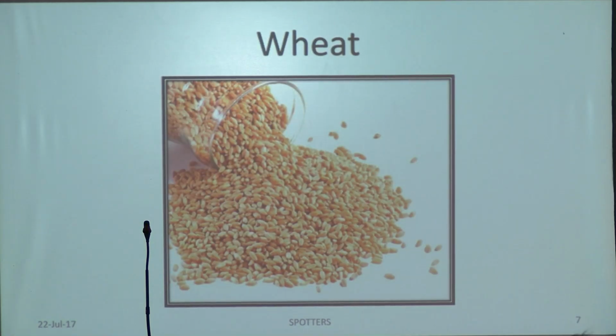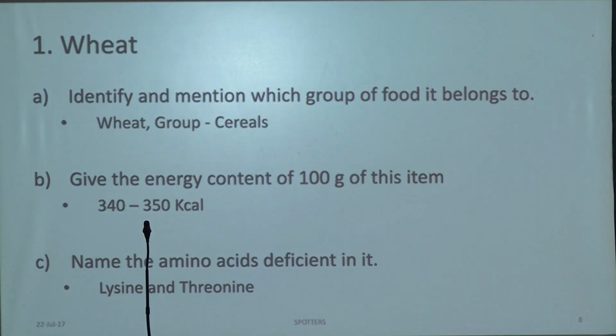So these are wheats. You all know how it looks. Usually what we ask: mention which food group. You all know it comes under cereal. Give the energy content of 100 gram of this item: 340 to 350, usually 340, and it is the same for rice. 100 gram rice also contains the same amount of energy.